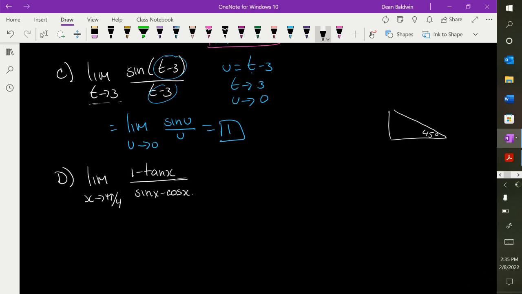The 45 degree special triangle is 1, 1, root 2. So sine of pi over 4 would be 1 over root 2. So if you tried plugging it in, sine of pi over 4 is opposite over hypotenuse, 1 over root 2, minus what's cosine? Oh, adjacent over hypotenuse. It's 1 over root 2. So you end up with 0. So that's a no-go. So we have to rewrite it.